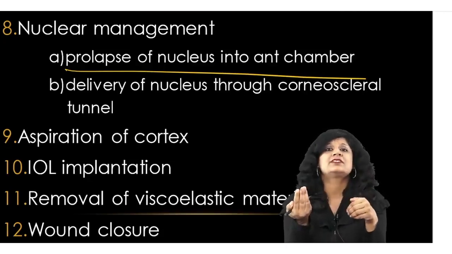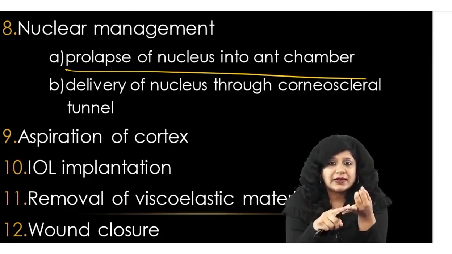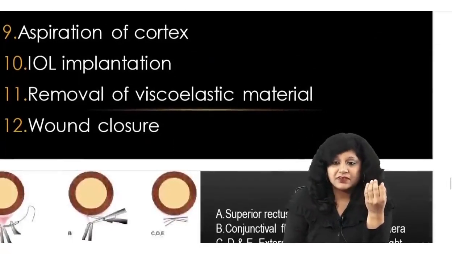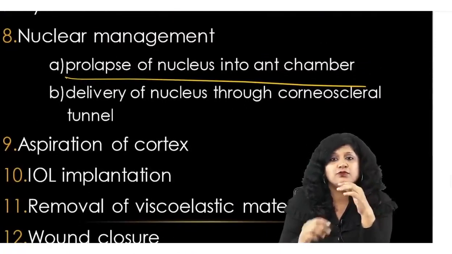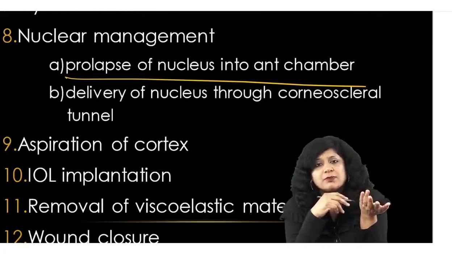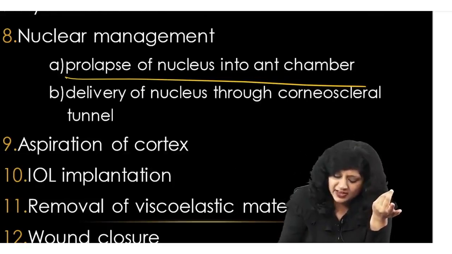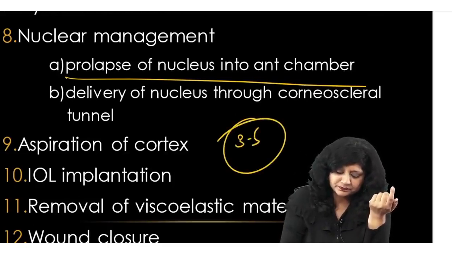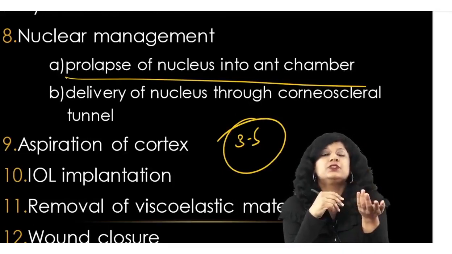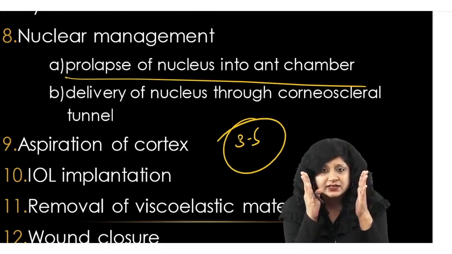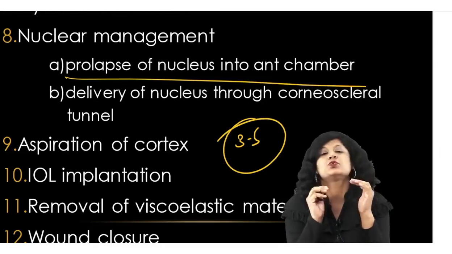Once the nucleus delivery is done, then same, you have to do the aspiration of the cortex, you have to do the IOL implantation, you have to again remove your viscoelastic material, and you have to do the wound closure. Now wound closure, obviously it is a smaller incision, so you may be requiring smaller sutures. So here I can say that 3 to 5 sutures may be required. This is also not completely sutureless, but yes, lesser size of the incision, lesser complications, lesser sutures.